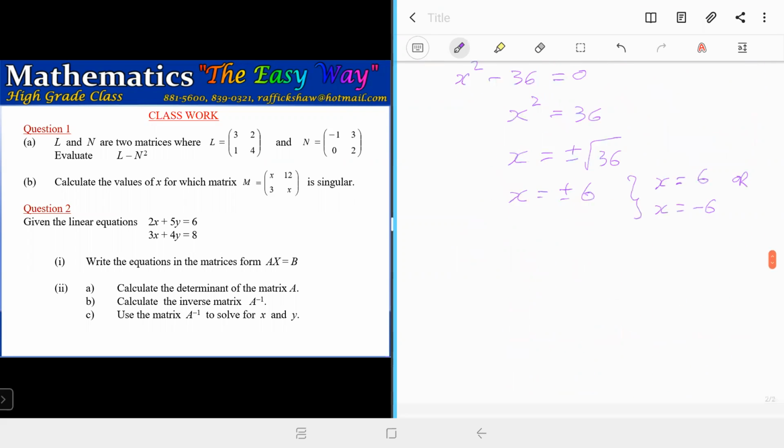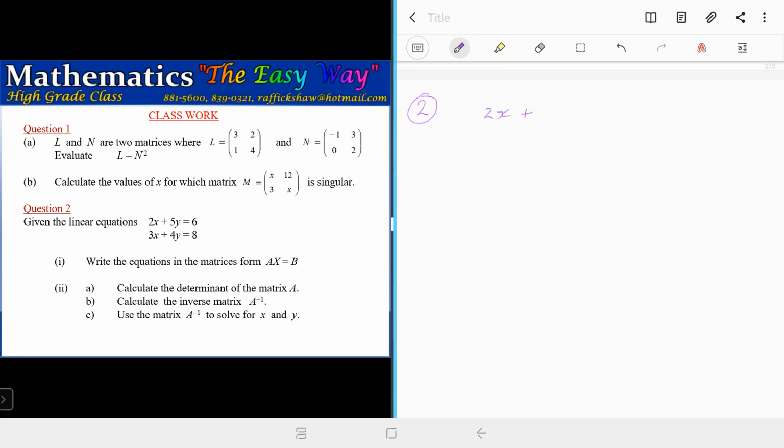Moving on to question 2. So question 2 now is your typical question where they give you a pair of linear simultaneous equations. All right, so they give us a pair of linear simultaneous equations. Even though it's a matrices question, it was a pair of simultaneous equations. So it's 2x plus 5y equals 6 and 3x plus 4y equals 8. Those are the two equations.